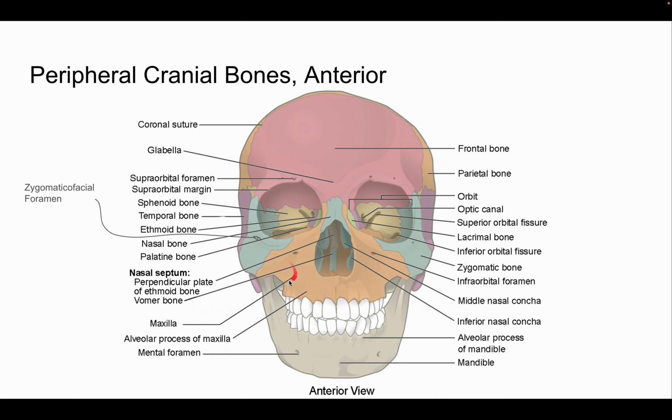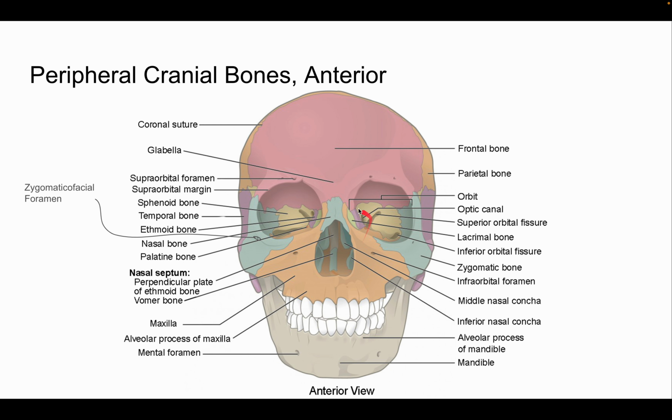So infraorbital foramen. And then you probably won't be tested on this, but this is a zygomaticofacial foramen. It sits on the zygomatic bone, and it's on the face. And then right here we can see the bilateral mental foramen, as we already discussed before.